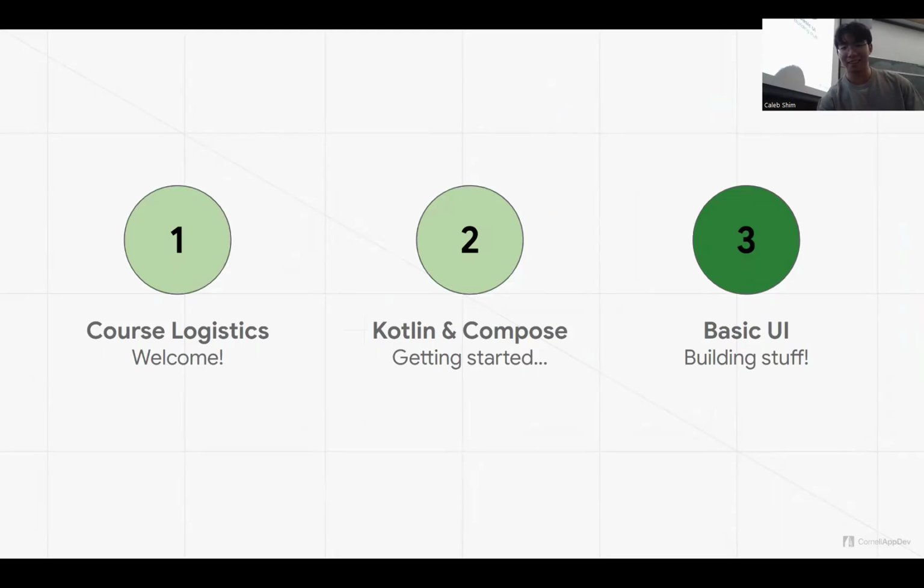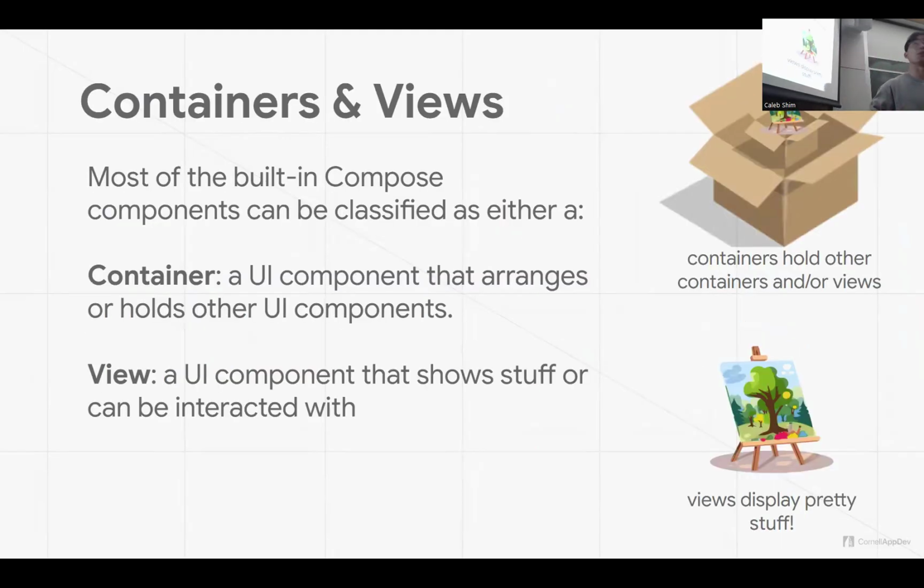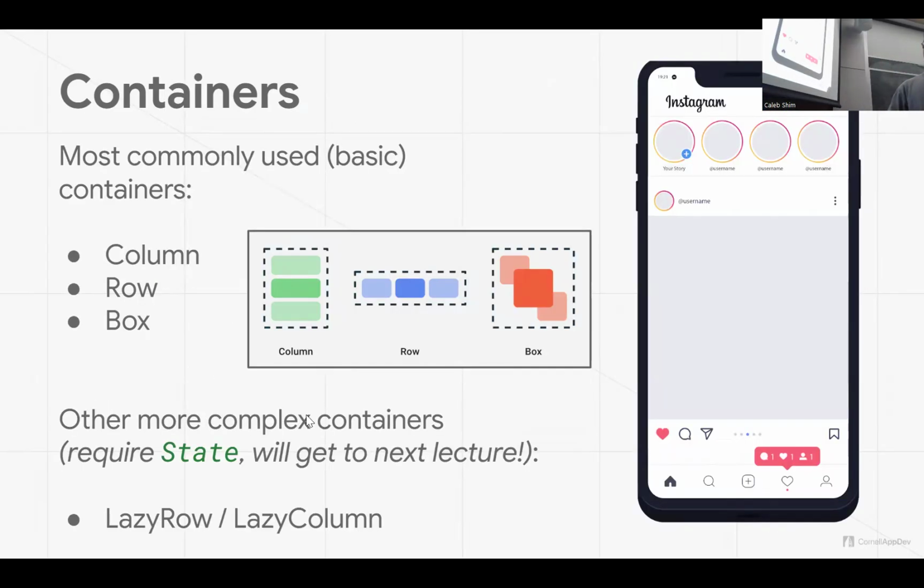All right. Now we'll get into the more interesting stuff with actually building the UI. You can break down most things in Compose as either a container or a view. The container is, for example, column, rows, or boxes. They determine the layout or the positioning of the different items inside the UI. And the view can be, for example, images, buttons. They show stuff or you can interact with them. Here are the most common ones, as I mentioned: column, row, and box. They're pretty self-explanatory, but column is vertical placements, row is horizontal, and with box, you can stack items on top of each other. And next lecture, we'll actually go over lazy row and lazy column.